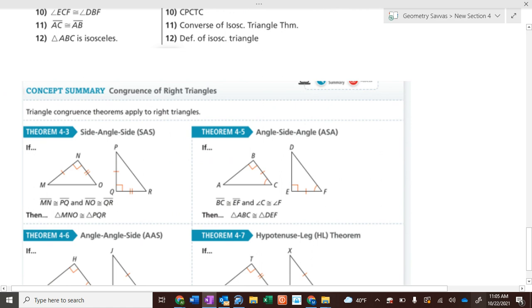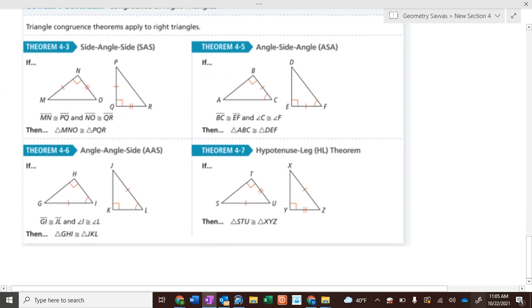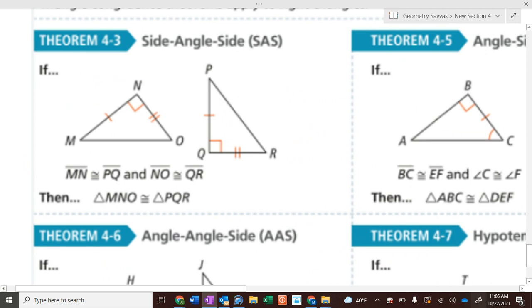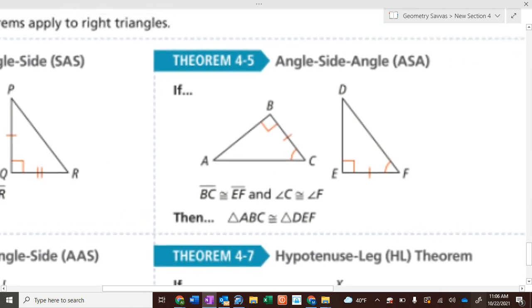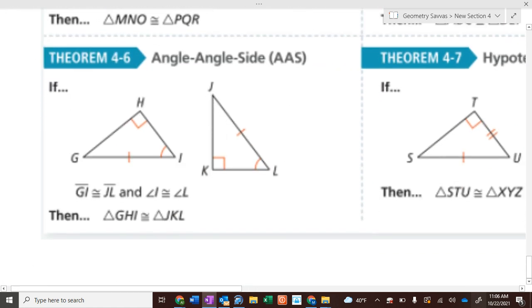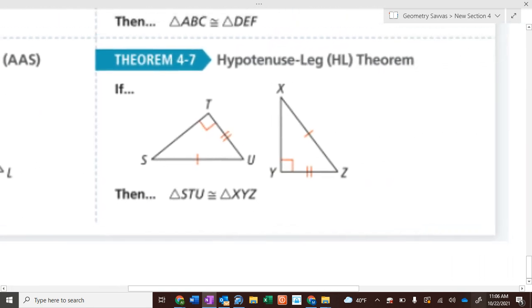Okay? So, ways to prove right triangles are congruent. We can prove right triangles by side angle side if we know two sides and then the right angle in between. We can prove them congruent by angle side angle if we have the right angle and another angle and a side in between. We can prove right triangles congruent by angle angle side, 2 angles and then some random side. And then we can prove right triangles congruent by hypotenuse leg. Or we could prove them congruent by side, side, side if you would know all the sides of them.